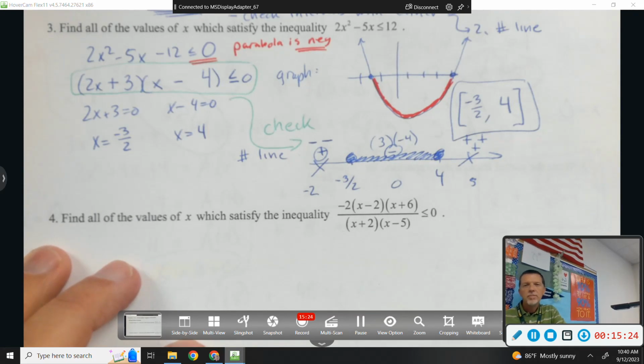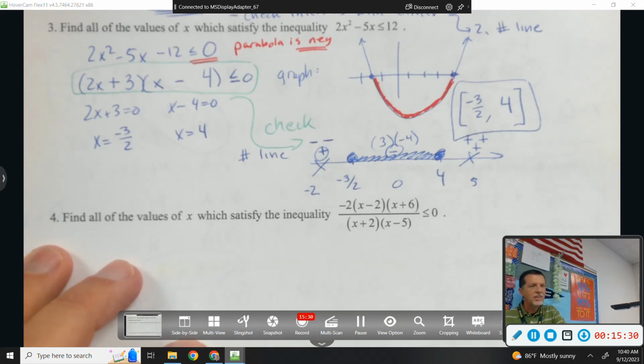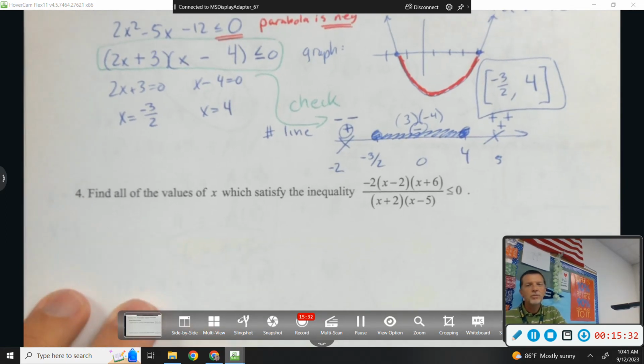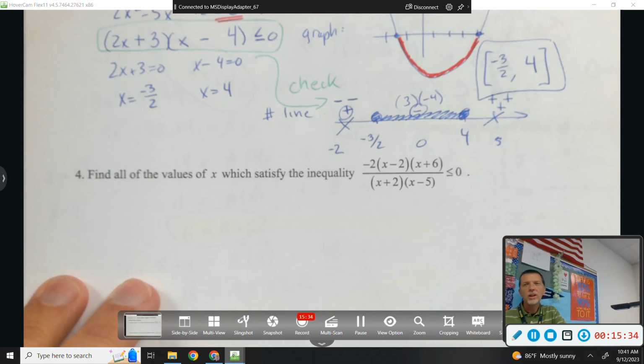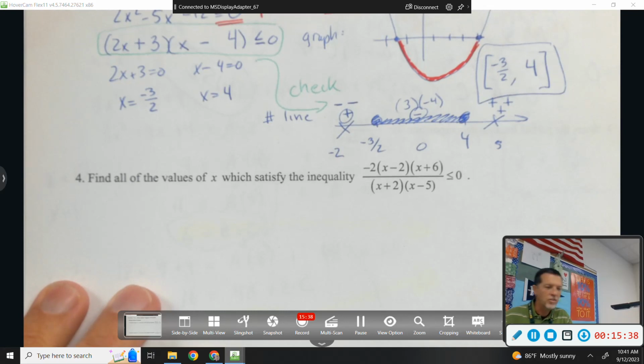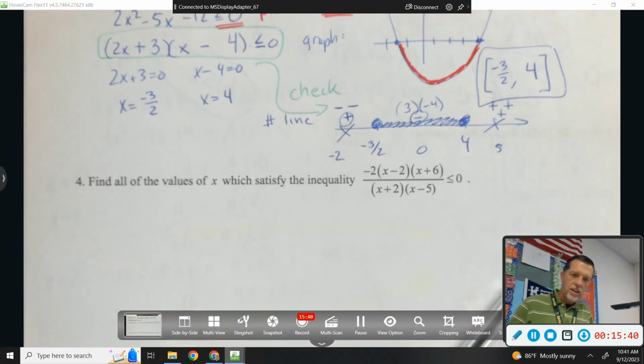So in my mind, the number line is a little bit tedious. If you know the graph, it's a little easier. But probably nobody knows the graph of number 4. Right? So number 4 is definitely going to be a number line problem because I have no idea what that looks like.